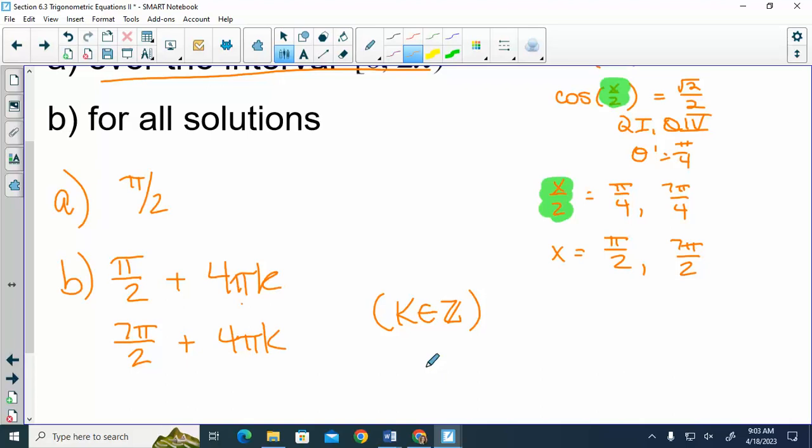Another way to think about that, if you struggle with that part, you could think, okay, well my original one, if I said x over 2, it is pi over 4 plus 2 pi k. When you multiply by 2, you get pi over 2, and 2 pi times 2 is 4 pi k. So that's where it comes from.